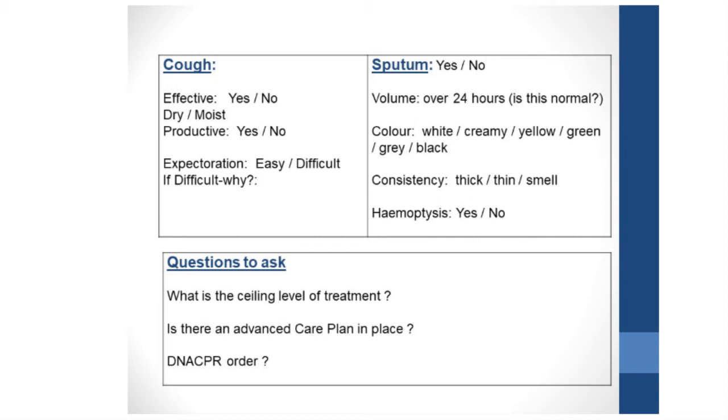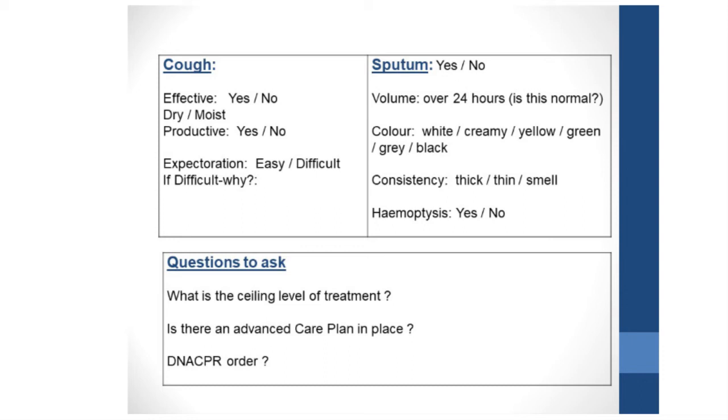Then do they have sputum, yes or no? And the volume over 24 hours. We would normally ask them, would you produce a teaspoon, a tablespoon, an egg cup full, a cup over the 24-hour period? Is the colour white, creamy, yellow, green, grey, black? What is it normally and what is it now? And consistency, is it thin, is it thick? And also sometimes the sputum can be foul smelling as well. And is there any blood in the sputum? Okay, and we're talking about fresh hemoptysis.